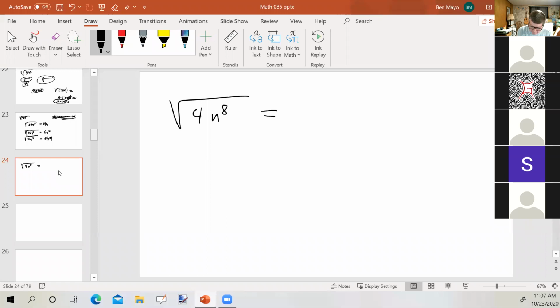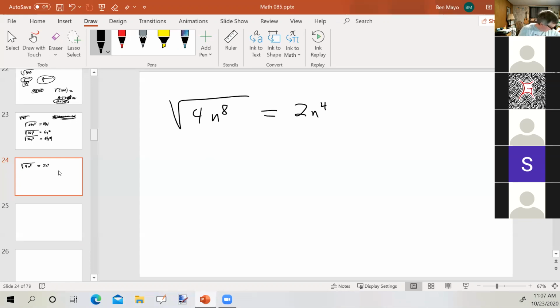So 2n to the 4th with absolute value around it. Around the n? There's no, no, because to the 4th power the negative would cancel itself out. You're right, no absolute value. There you go. Like I say, take it slow. Be careful with it.